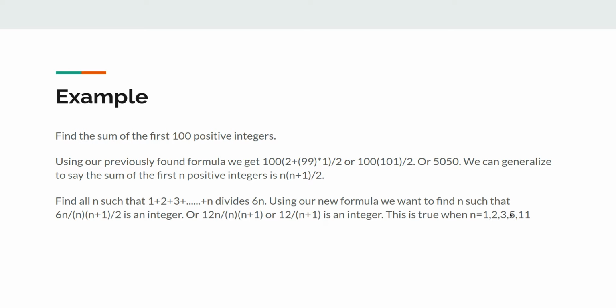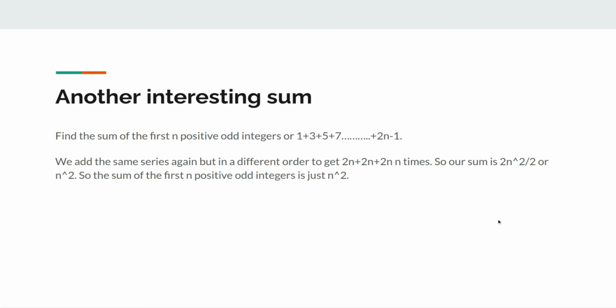This is true for n equal to 1, 2, 3, 5, 11. But do not put n equal to 0, because the denominator would be 0, so the sum is technically not defined. So those are your n.